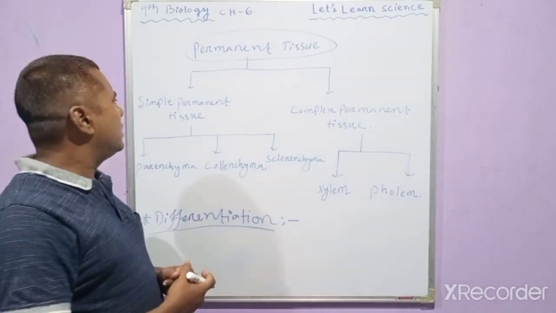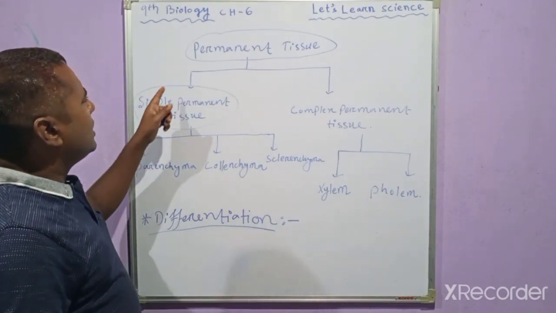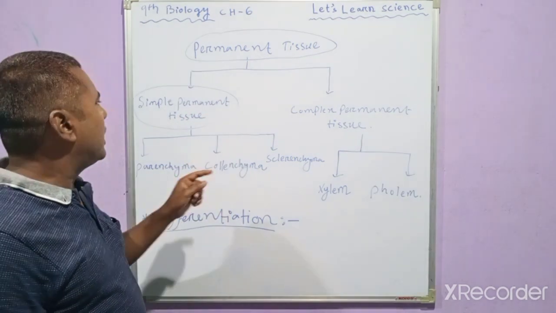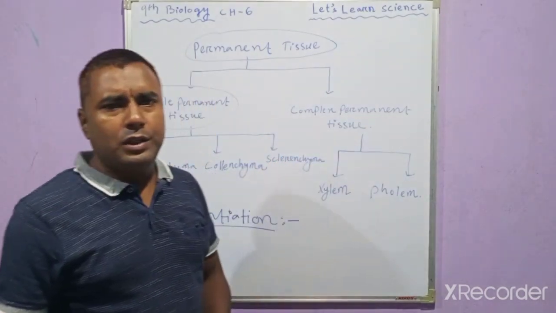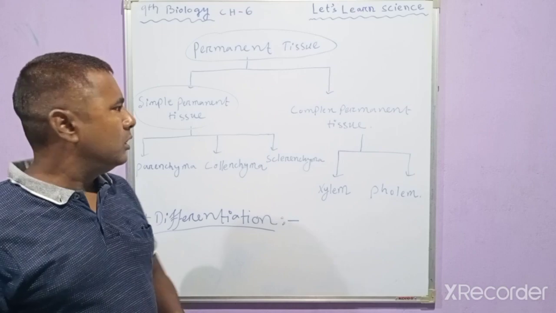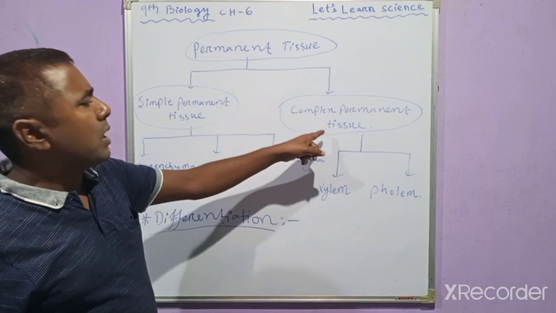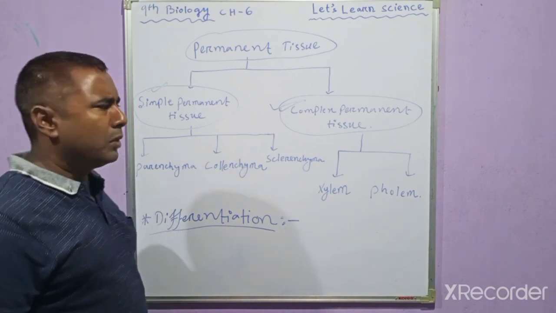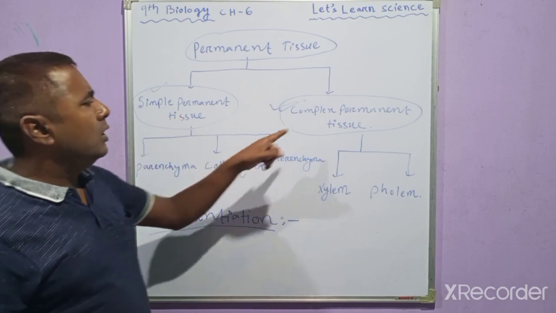In the plant body, permanent tissue is also of two types. How many types is permanent tissue? Two types. The first one is simple permanent tissue, and the second one is complex permanent tissue. These two types of permanent tissue are found in the plant body. You have to remember that there are two types of permanent tissue: simple permanent tissue and complex permanent tissue.